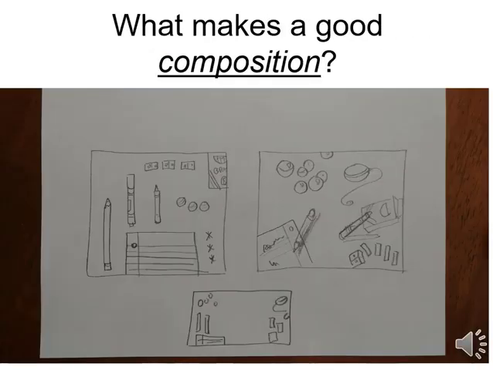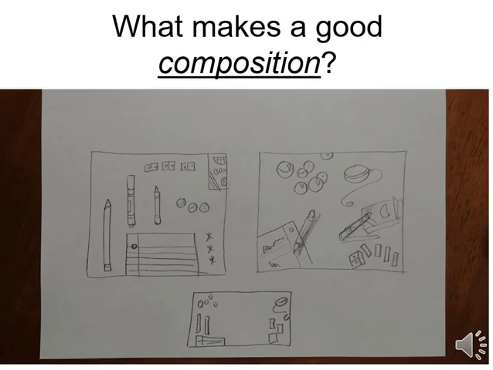So let's talk about what makes a good composition. Here we have three different examples of compositions. The first one on the top left, we see all these items, and they're placed up and down and very orderly. This does not make a very good composition because it is too orderly. Things are going up and down, and it's just not as visually interesting as things that are randomly placed, as the example on the right.